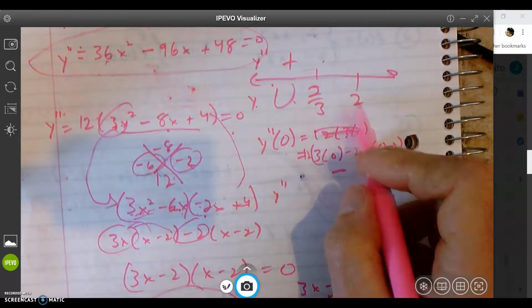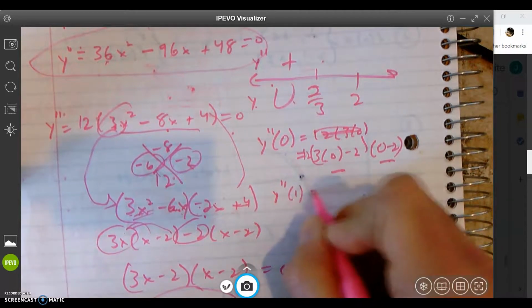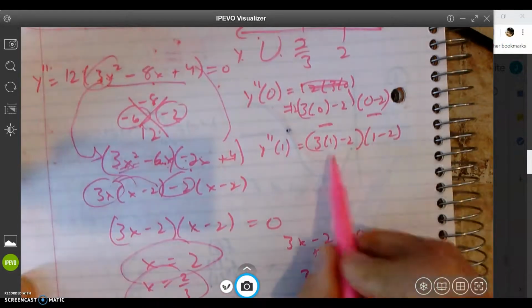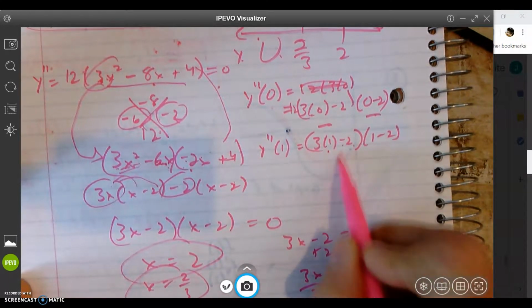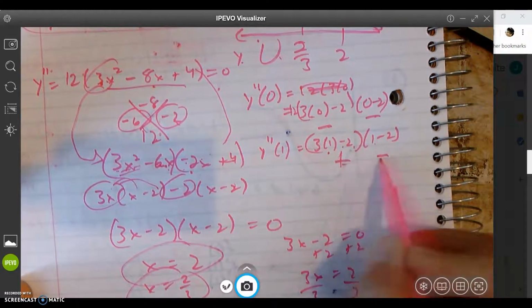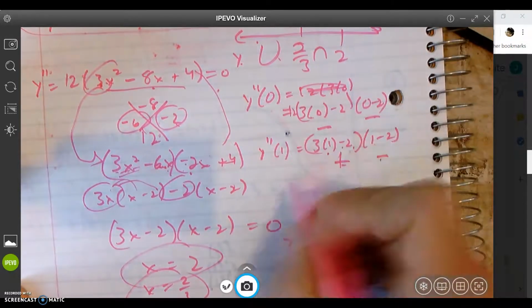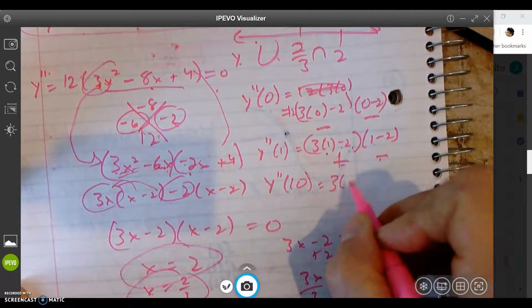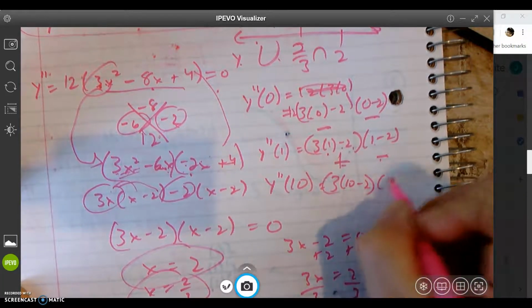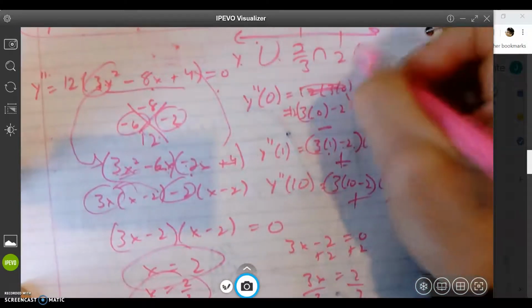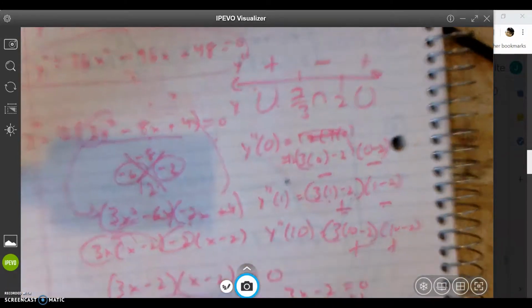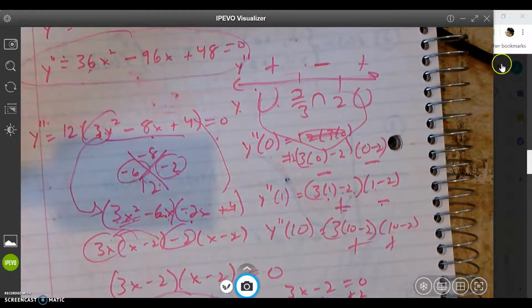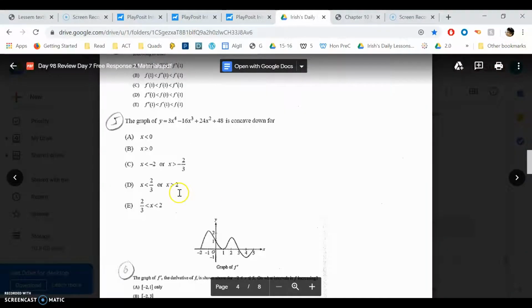Y double prime of what's between 2/3 and 2? That would be 1. That's a good one to use. 3 times 1 minus 2, and then 1 minus 2. So 3 minus 2 is positive, and 1 minus 2 is negative. Positive times negative is negative: concave down. All right, what's going on after here? Let's put in 10 or something. 3 times 10 minus 2 is positive, and 10 minus 2 is positive, so you have a positive right there. So you have concave down between 2/3 and 2. Boom, right there.